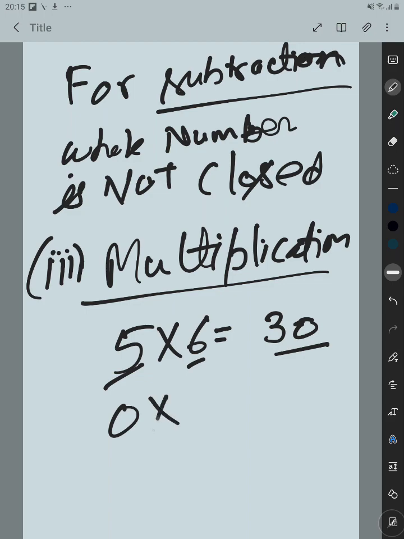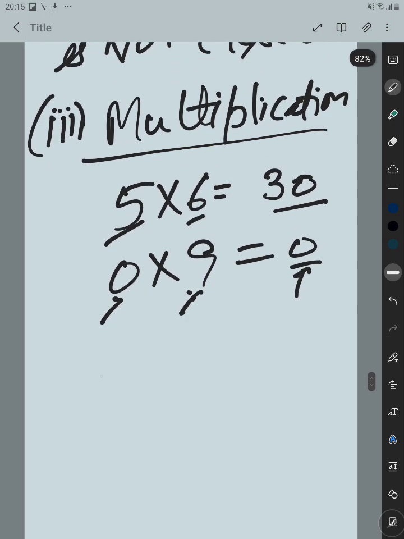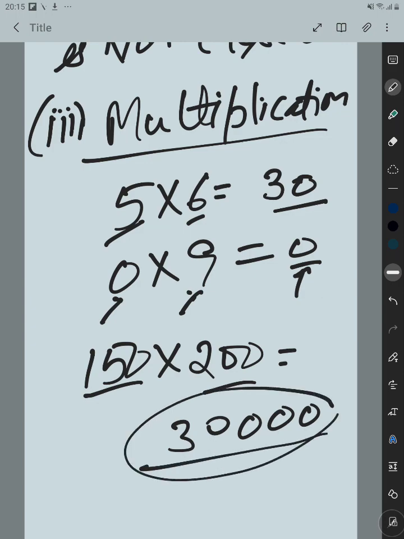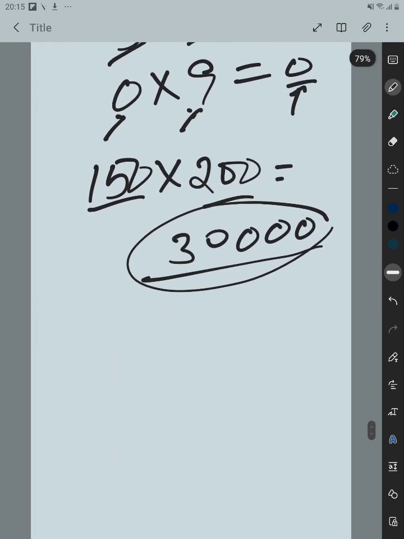For example, we have 0 multiplied by 9, we get 0. So 0 is a whole number, 9 is a whole number, and we get 0, a whole number. It is also true. Suppose I have 150 multiplied by 200, both are whole numbers, and what will we get? 30,000, which is also a whole number. So whatever way you apply a multiplication operation on whole numbers, it will always give a whole number. So we will say that for multiplication it is a closed property.